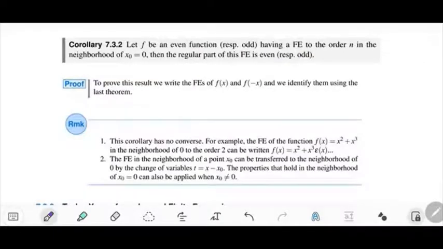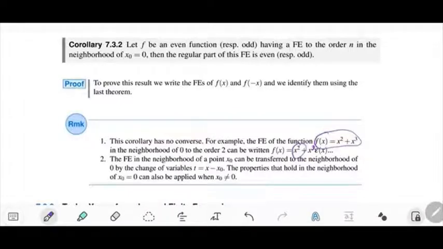But you must know that the converse is not true. So if you have a function like this, let's say, it can be written as f of x equal x squared plus x squared, this should be x squared in here, epsilon of x. So this is a finite expansion. The regular part is even, but the function itself, it's not even.